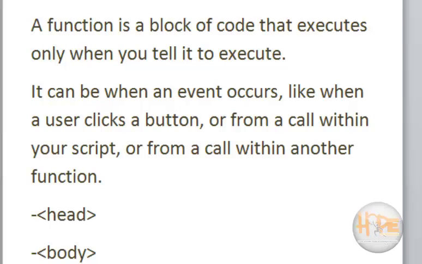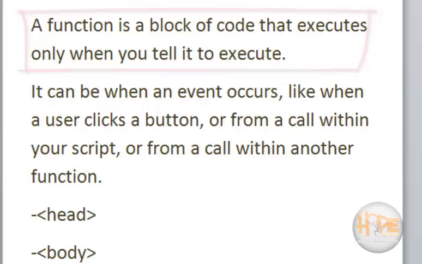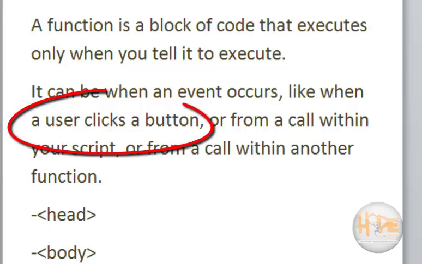A function is a block of code that executes only when you tell it to execute or when you call that function. It can be when an event occurs, like when a user clicks a button, or from a call within your script, or from a call within another function. JavaScript function can be in head tag or in body tag. You can write it anywhere.